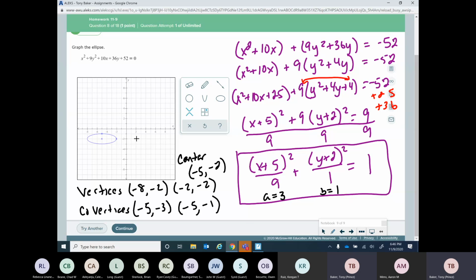It's not vertical and covertical, it's vertices. So your vertices.